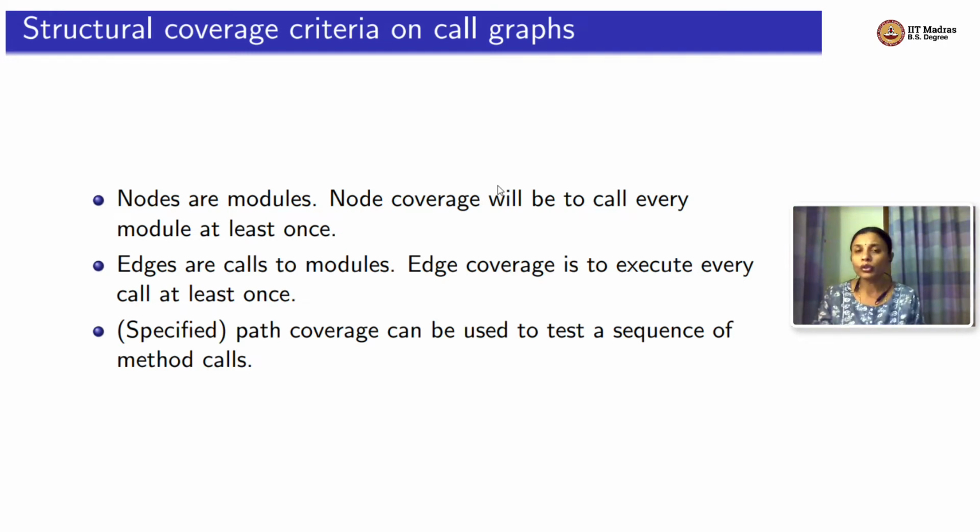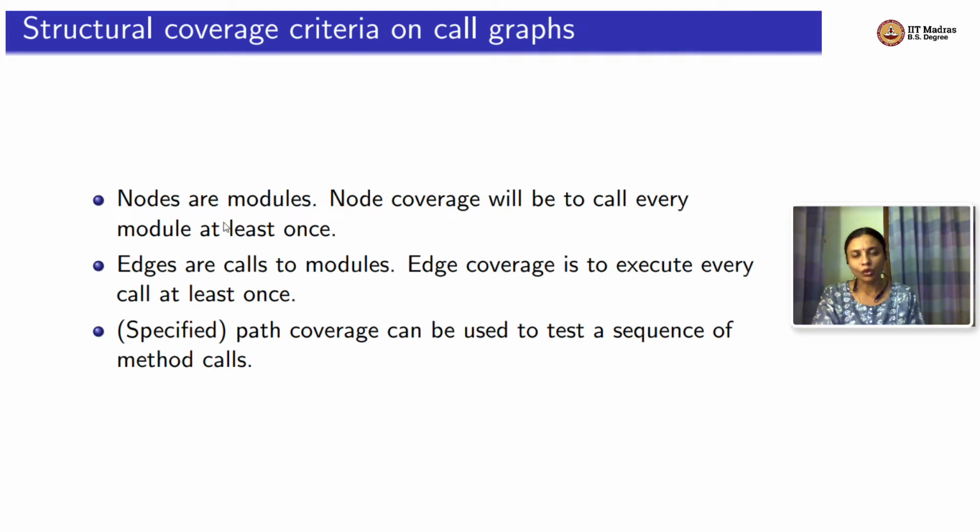Sometimes you might want to test a sequence of call interfaces. Method A calling method B, which in turn calls C, which under certain conditions calls a method D, and so on and so forth. So you could have a specified path coverage which checks for a specific sequence of method calls. So structurally, these three coverage criteria make sense.